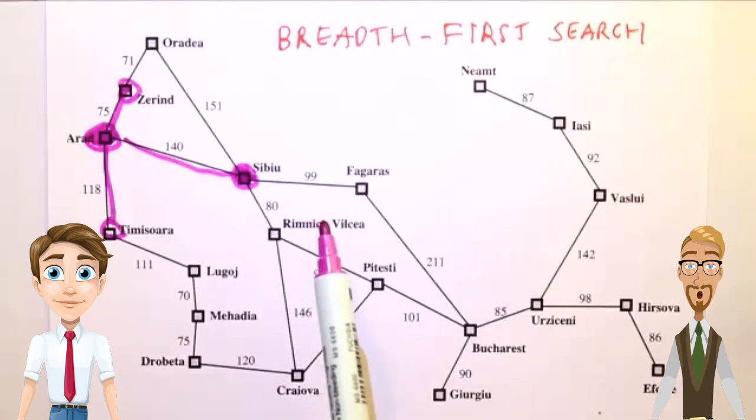If we want to remove Sibiu, which is the neighbor of Arad, from the frontier in the next step, which cities should be added to the frontier?